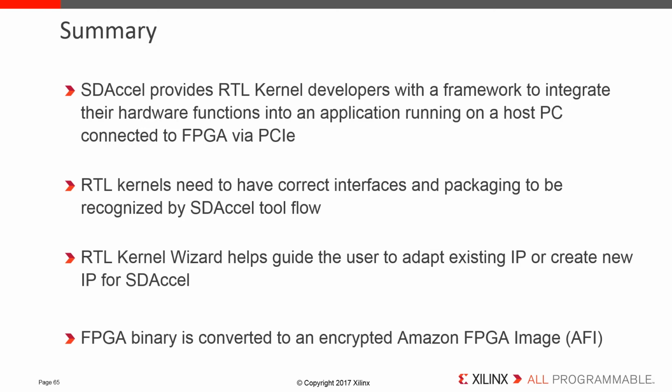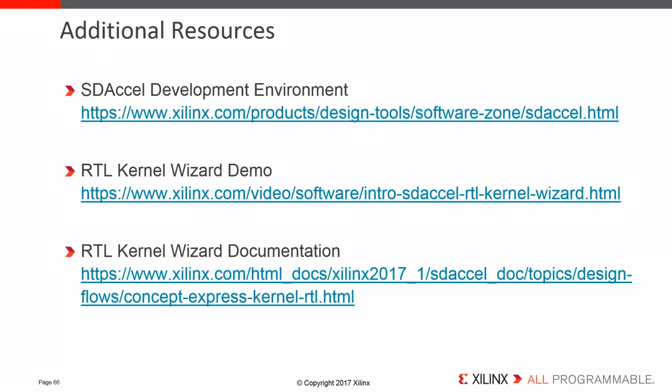The RTL kernels used to build the system in SDAccel need to conform to certain interface requirements. The RTL Kernel Wizard simplifies the process of adapting an existing RTL IP or creating a new RTL IP to have the correct interfaces for the SDAccel flow. The RTL kernels are integrated with the F1 shell and synthesized to produce an FPGA binary, which is then converted to an encrypted Amazon FPGA image or AFI. More information on the SDAccel development environment and the RTL Kernel Wizard can be found online. You can also find a video demo of the RTL Kernel Wizard on the Xilinx website.